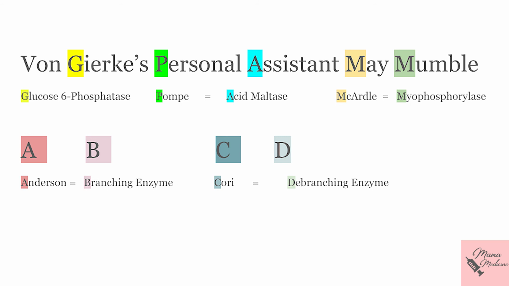So, now, personal assistant. Personal assistant, the P, which is highlighted in green, stands for Pompe's disease, and assistant stands for acid maltase. The A in assistant stands for acid maltase, since Pompe's disease is due to the deficiency of acid maltase, which is, if you remember, a lysosomal enzyme. May mumble. The M in May stands for McArdle's disease, and the M in mumble stands for myophosphorylase. It means the glycogen phosphorylase present in muscles.